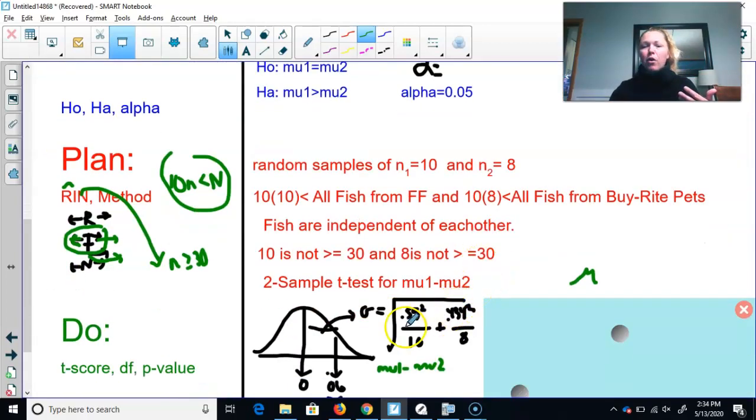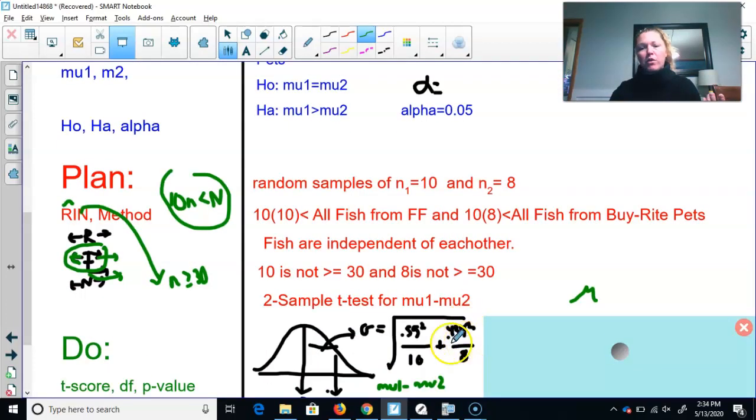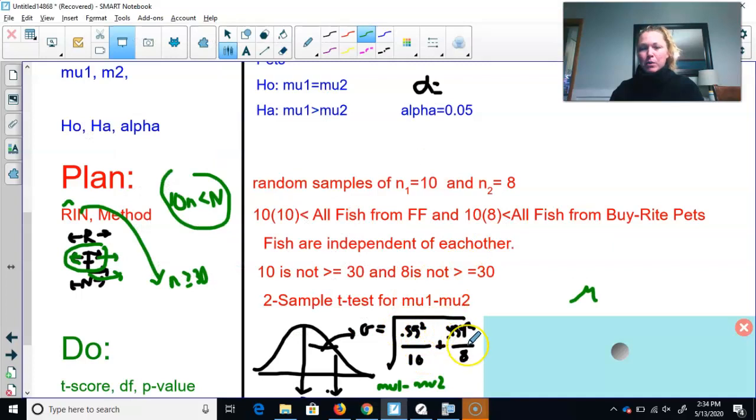0.55 over 10 plus 0.434 over 8. And you have to square both of those as you see on the formula right here. Okay. Now, does it matter if you reverse those? No, because it's addition, just by order of operations. It wouldn't matter. I just like to keep things organized the way in my eyes they should be.